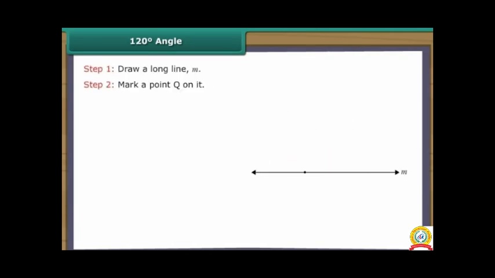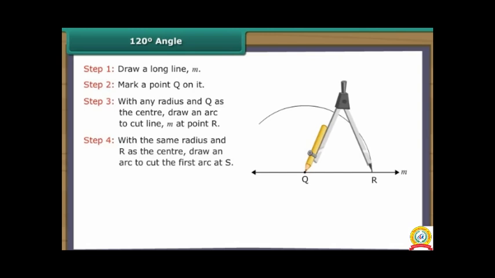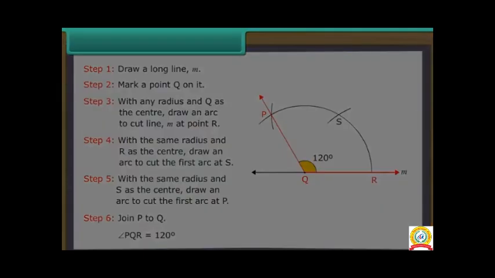Construction of 120-degree angle. Draw a long line M. Mark a point Q on it. With any radius and Q as the center, draw an arc to cut line M at point R. With the same radius and R as the center, draw an arc to cut the first arc at S. With the same radius and S as the center, draw an arc to cut the first arc at P. Join P to Q. Angle PQR is formed.